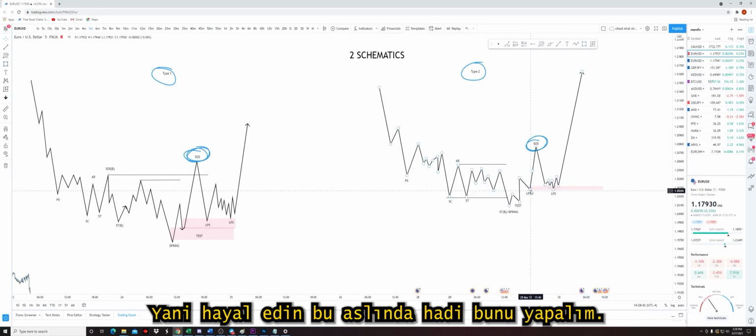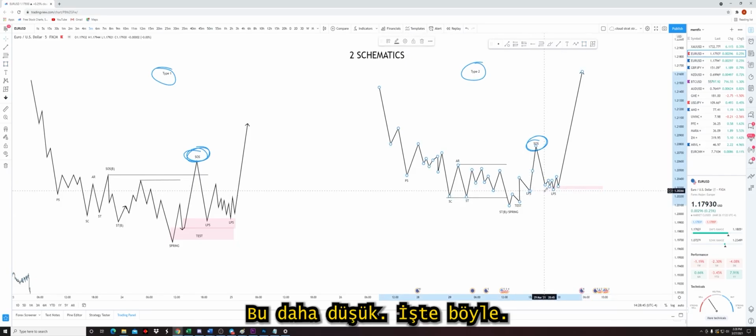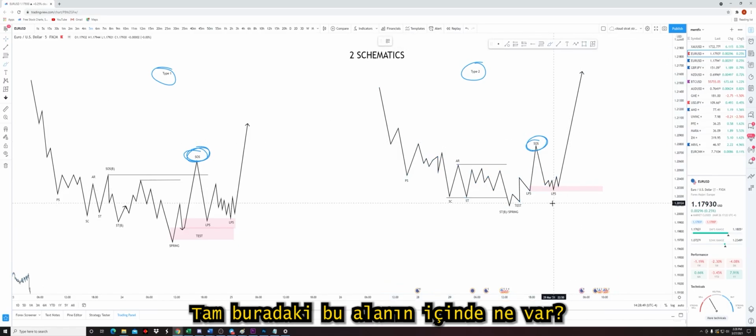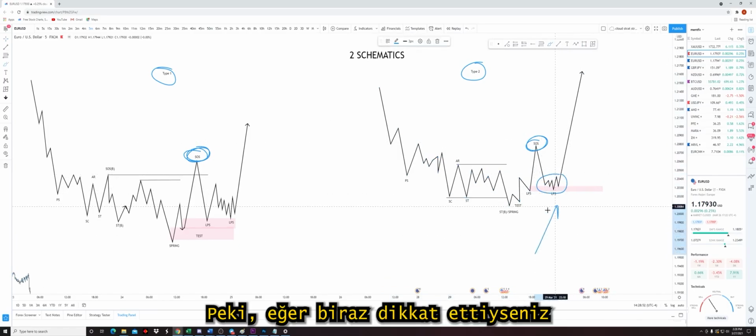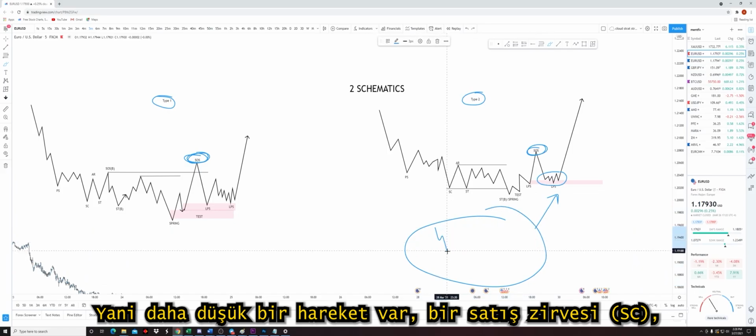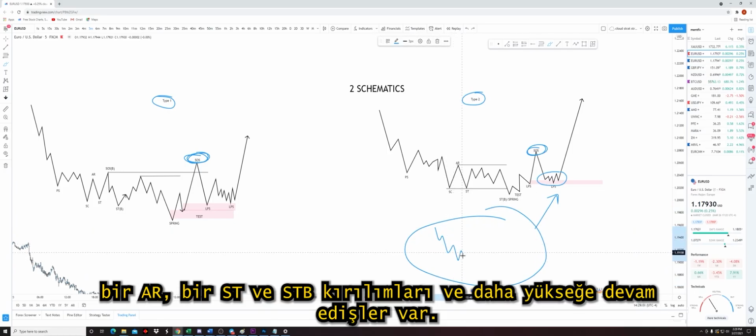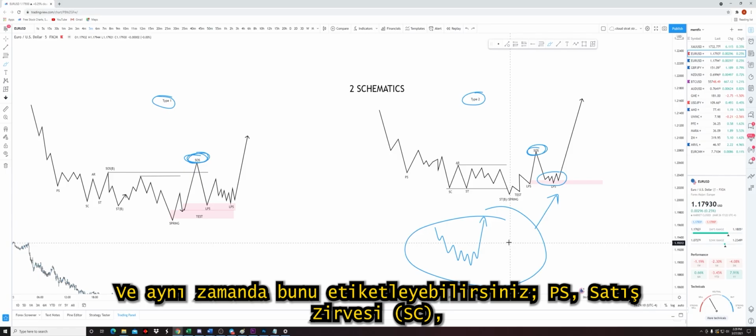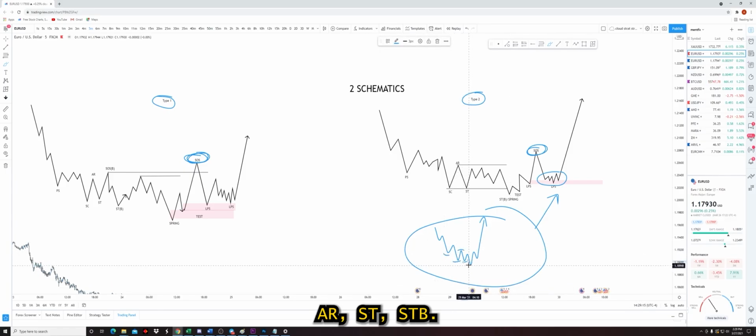And on a lower time frame, so imagine this was actually, let's do this. Let's imagine this is lower. There we go. On a lower time frame, what's inside of this area right here? Well, if you've been paying any attention, on a lower time frame, there is a PS. So there's a lower move. There's a PS, selling climax, an AR, an ST, an STB, breaks, and continuations higher. And again, this itself, you can circle it and you know there's Wyckoff there. It's a snowflake rule. And at the same time, you can label it PS, selling climax, AR, ST, STB.